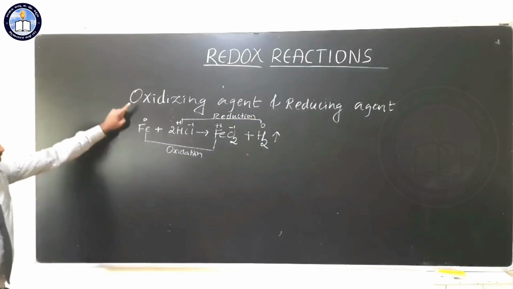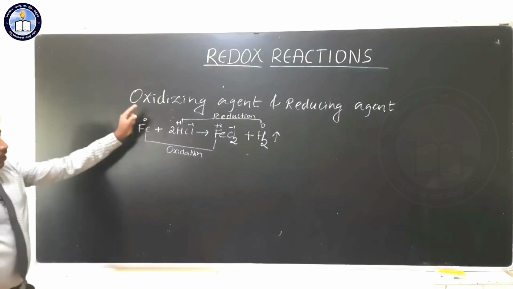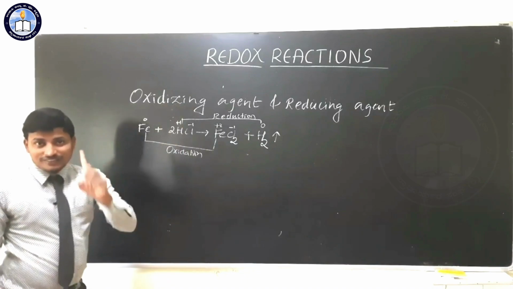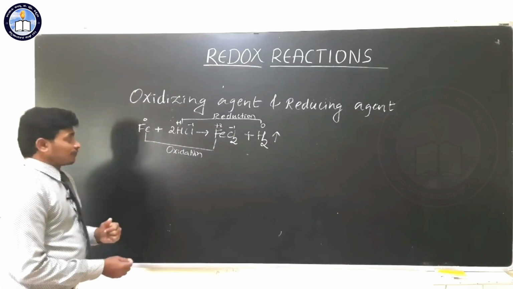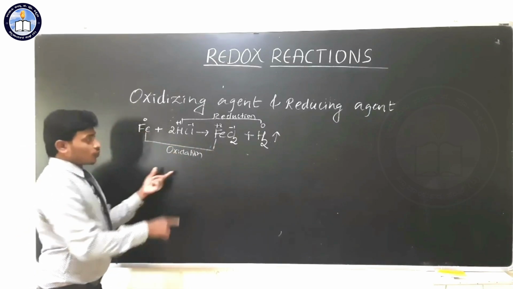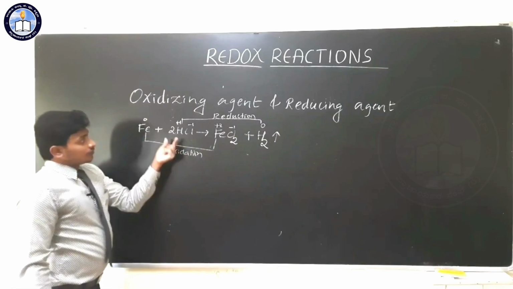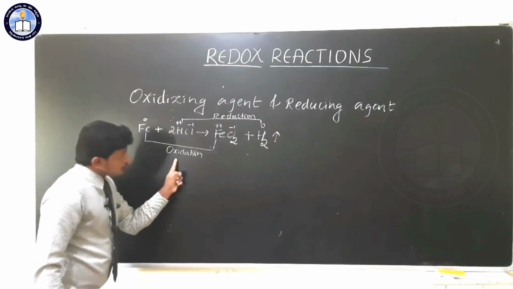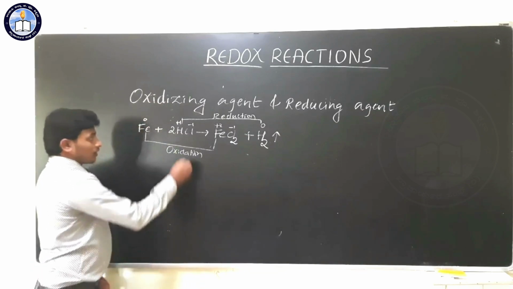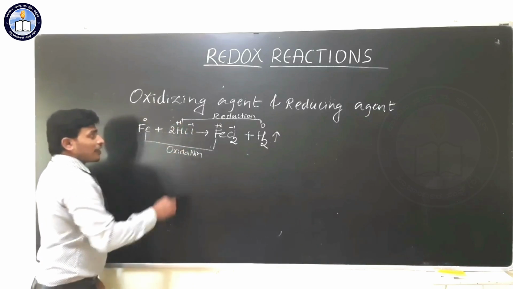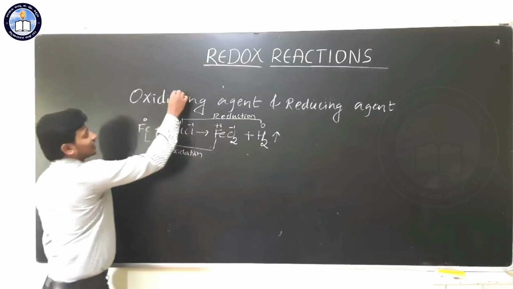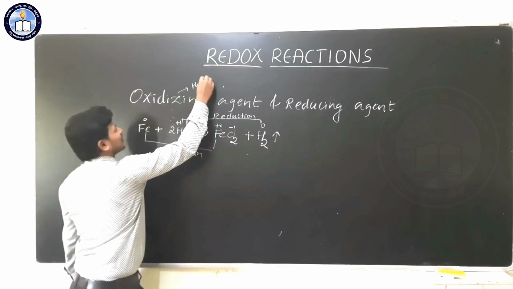Now, what is the meaning of oxidizing agent? Oxidizing agent or oxidant is the one which makes the oxidation process. Oxidation means Fe to Fe2 plus, that process is known to be oxidation. The one which makes this oxidation is known to be oxidizing agent. Here hydrogen is the one which makes the oxidation process, therefore here the oxidizing agent is nothing but hydrogen.